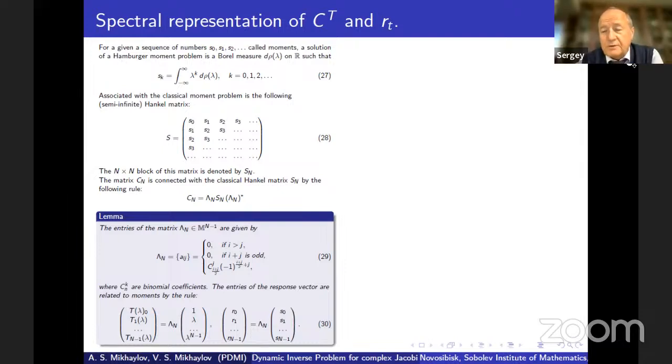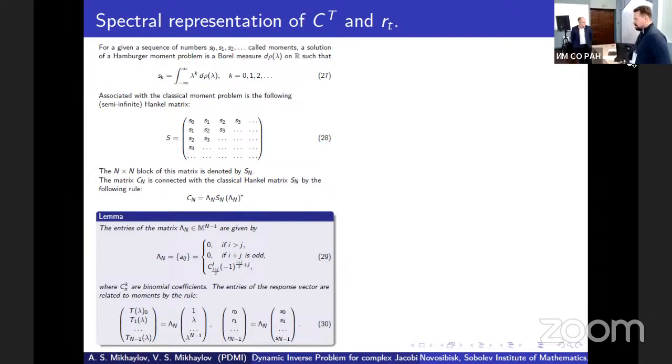Спасибо. Я надеюсь, мы еще увидимся и пообсуждаем. Да. Коллеги, какие будут еще вопросы? Да, пожалуйста.